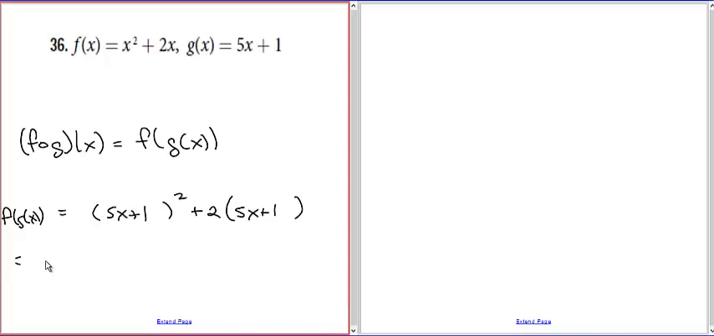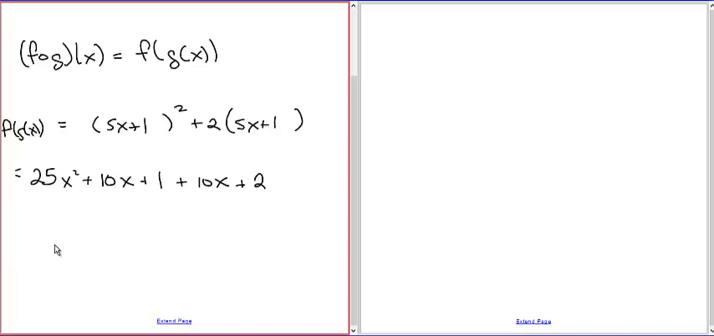And then I just got to clean it up. So I'm going to use 5x squared is 25x squared. So 5 squared is 25, x squared is x squared. Then you take 5x times 1, which is 5x, and you double it, so it's 10x. And then you add 1 squared, which is 1. So that's that multiplied out. Then you have 2 times 5, which is 10, so you get 10x, and 2 times 1, which is 2. So we can leave the first term the same because there's only one of those. I've got 10x plus 10x, which is 20x, and 1 plus 2, which is 3. So that's f of g of x.